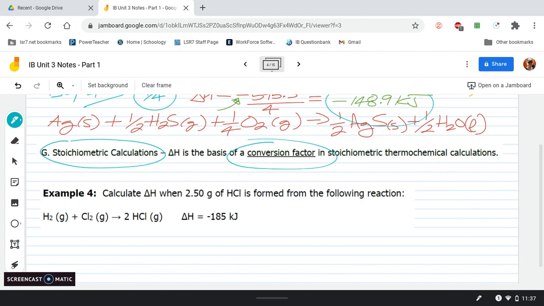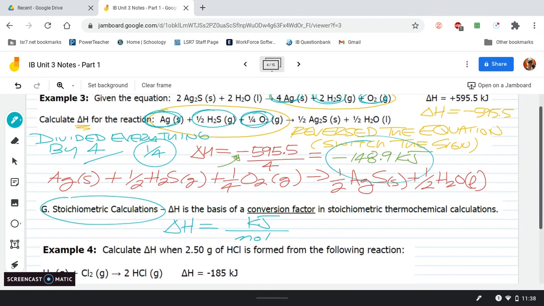So let's think about what delta H is. Delta H is a fantastic conversion factor because it's per mole. What delta H equals is some amount of kilojoules for every mole. Now, this is kind of weird because it depends on your chemical.